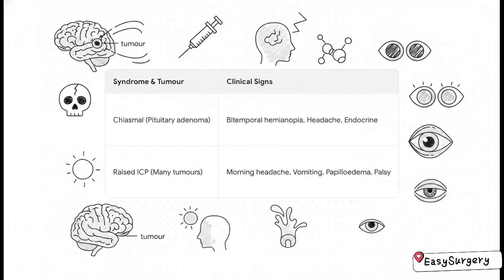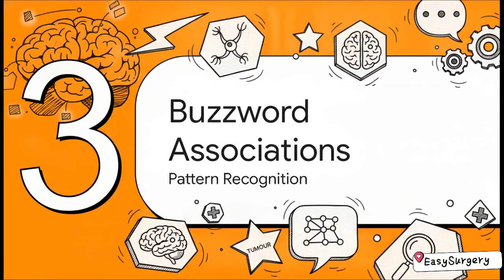Let's keep going. Chiasmal syndrome, usually due to pituitary adenoma. Detailed clinical signs, bitemporal hemianopia, headache, endocrine abnormalities. Next up, raised intracranial pressure, or ICP syndrome, seen with many intracranial tumors. Detailed clinical signs, morning headache, projectile vomiting, papilloedema, sixth nerve palsy, reduced consciousness, which is late. Let those words lock in. They are vital. All right, moving right along.